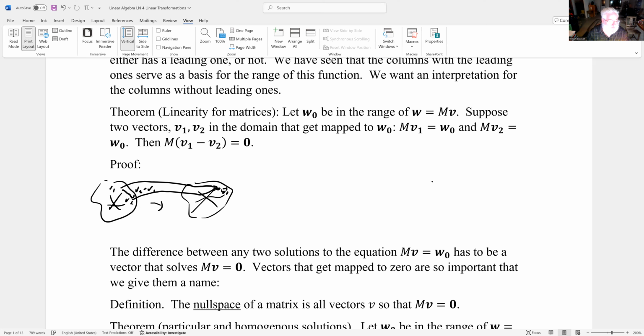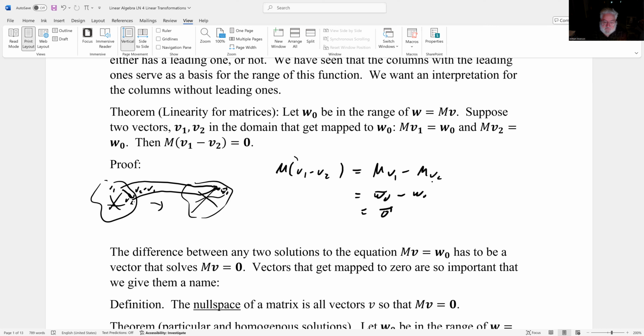Then what happens about the difference of these two? I think this is V2 minus V1. Well, where does that get mapped? So if 2 things get mapped to the same thing, where does the difference between them get sent to? Well, we know we have linearity, so we can subtract, right? We can distribute the M, and then we get this, and then W0 minus W0 equals 0. And these are all vectors here, so they should have little arrows on them, right? So this difference gets mapped to the origin.